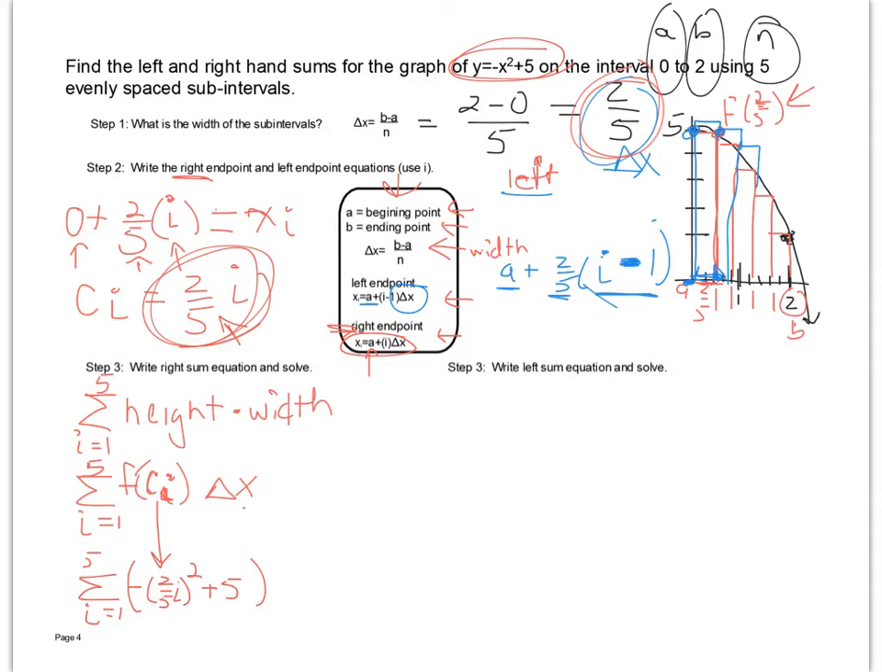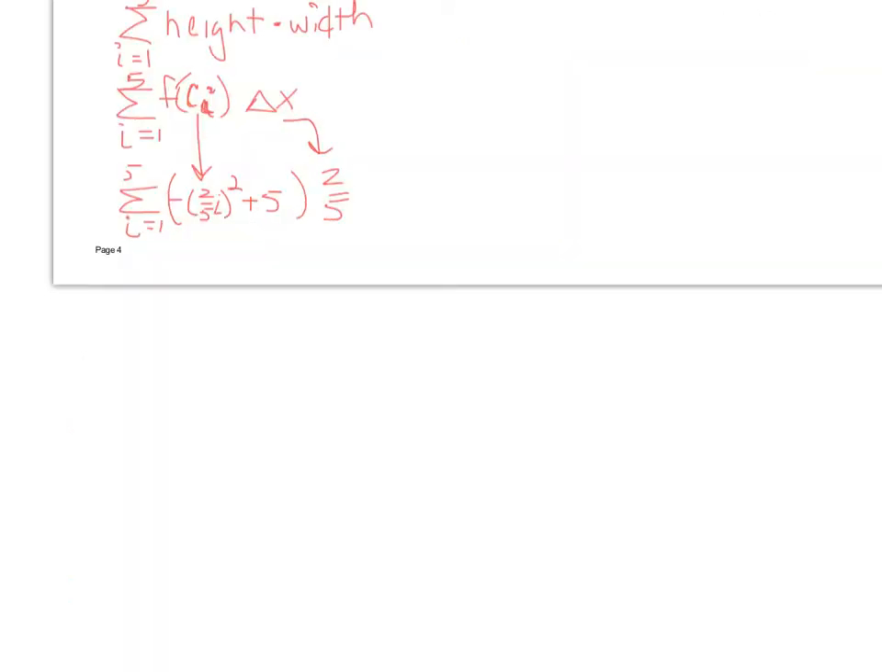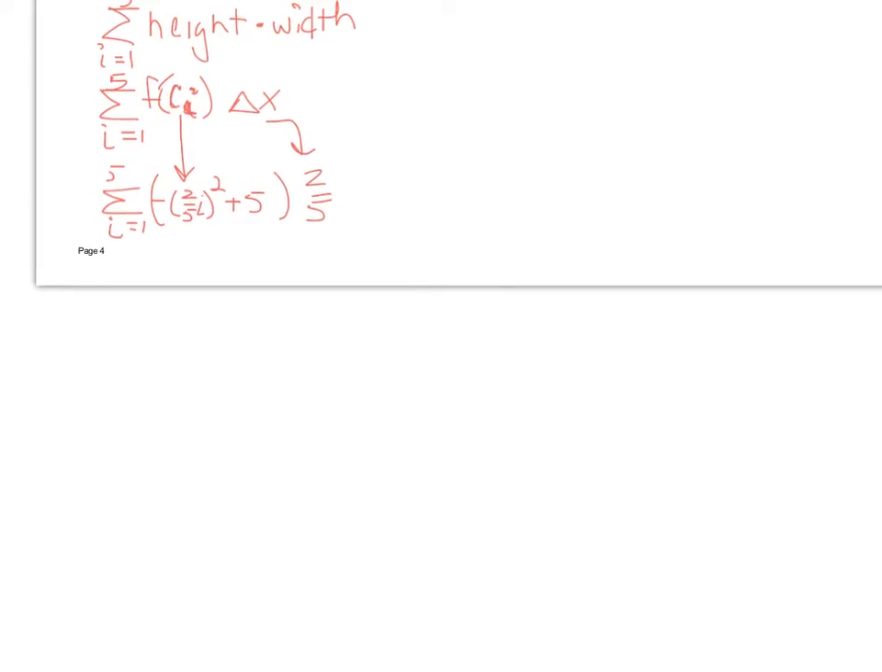All right, but don't forget I have this delta x out here, which we calculated way up here. We've calculated it's 2/5. Now comes the fun part. Now comes the algebra fun. So you have to actually do your algebra to make your algebra 2 teacher really proud. All right, sigma, i equals 1 to 5. I'm going to multiply out. That's negative 4/25 i squared. Oops, I forgot to write the square. I said it. Plus 5.